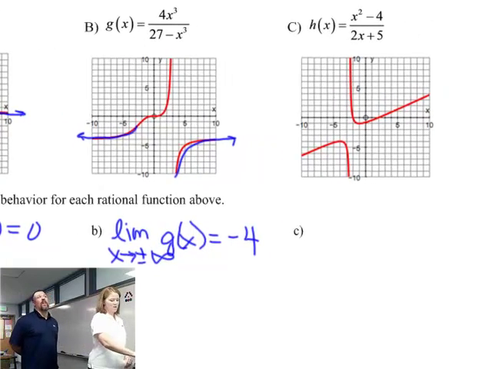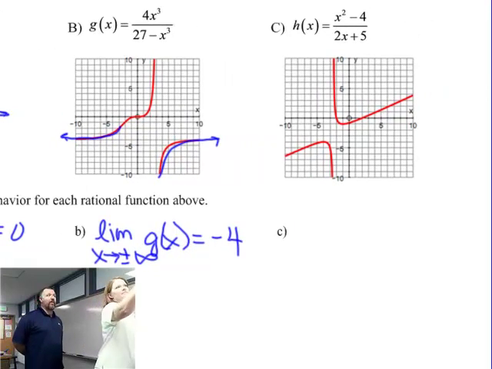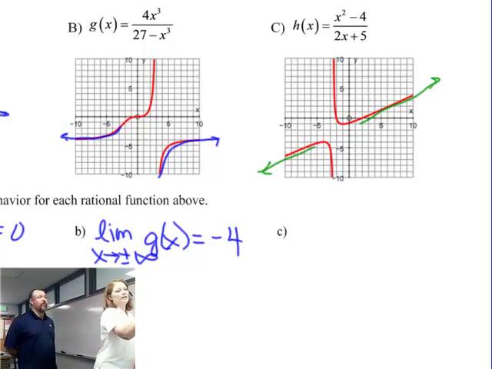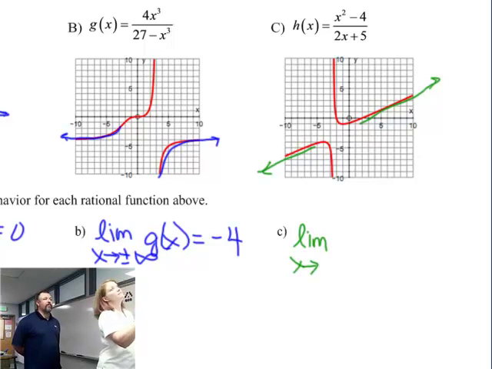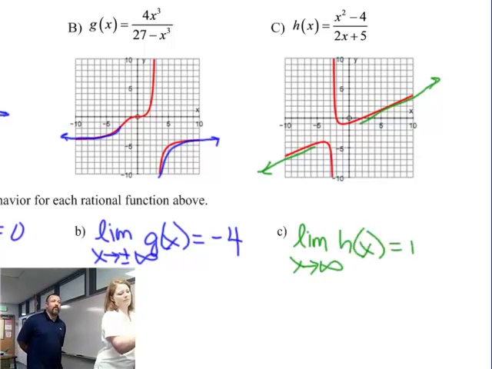Okay. The next one doesn't work out so well. Not so much, because it's not going to a number. This function is going up and down for infinity. So we have to break it up first of all. As x goes to infinity, we're going to infinity for h of x. Yep. And this is not new. You have done this before given pictures.